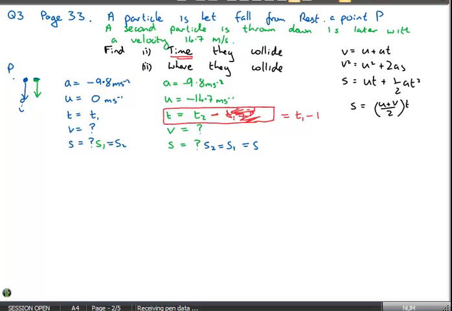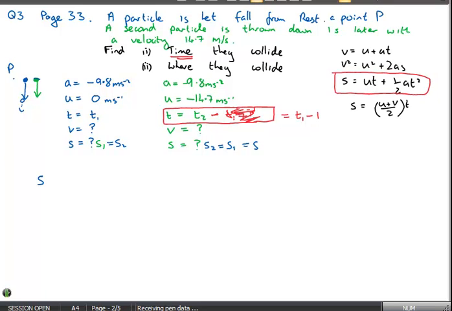Now, the best one to use in this case, we don't have the final velocities, we don't need to know them. So the best one in this case is this one here. We've got a term for S, we've got a term for UT, and 1/2 AT squared. So, for the blue one, I'll write it out here.